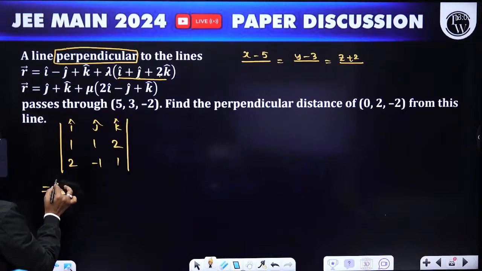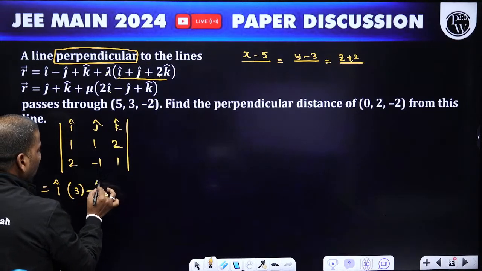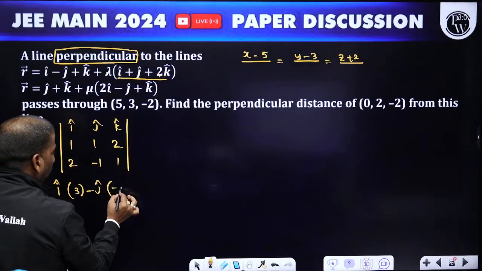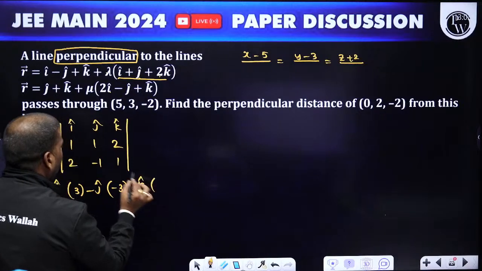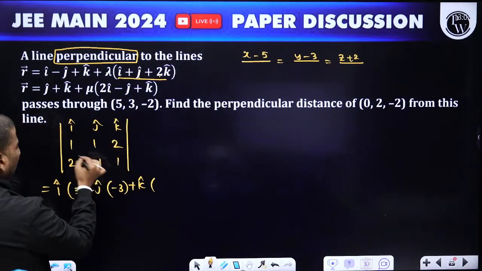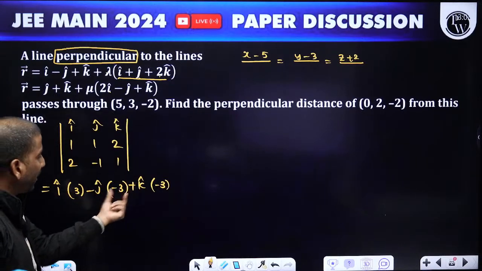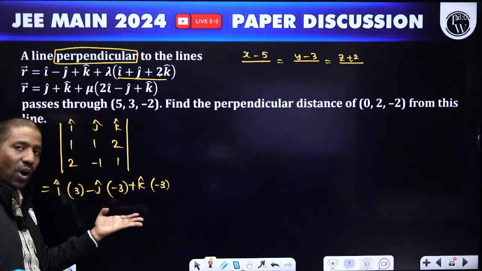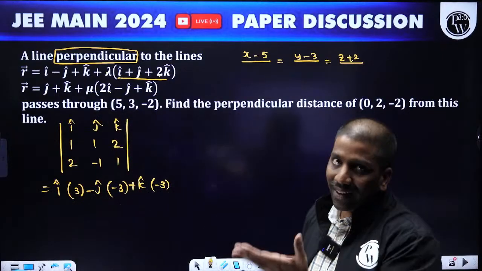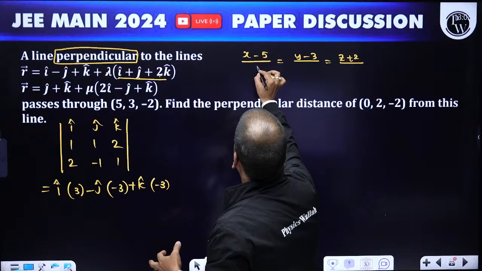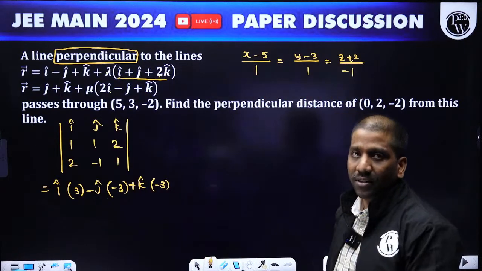So the i cap component is 1 plus 2, 3 minus j cap, 1 minus 4 minus 3 plus k cap. What do you get here? Minus 1 minus 2, so minus 3. So 3, 3 minus 3. But we just want to write the DRs, no need to take a 3. So the simplest way we can write is 1, 1, minus 1. That's all. Right? Now we got a line.